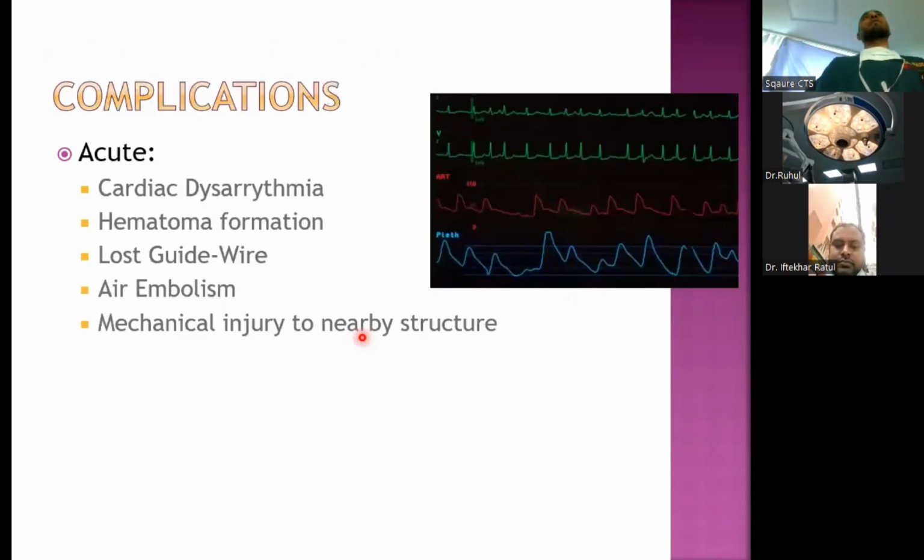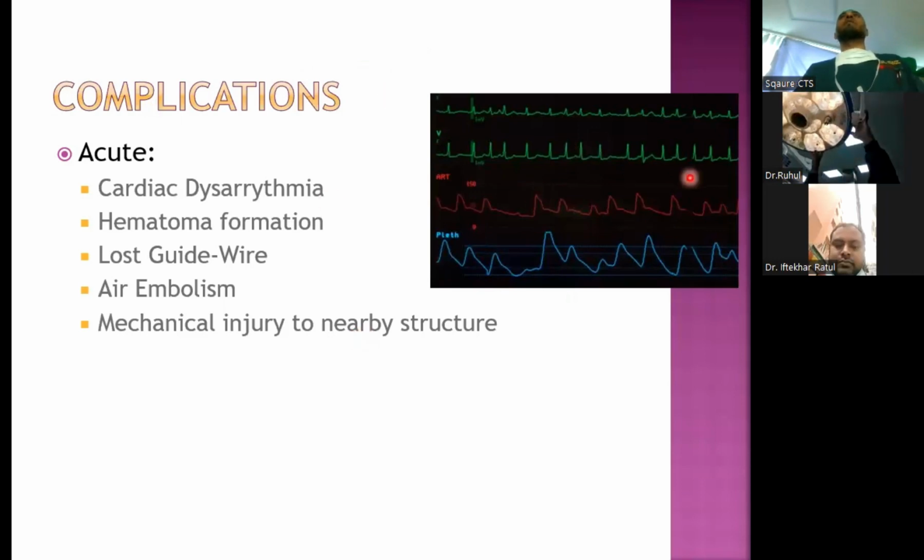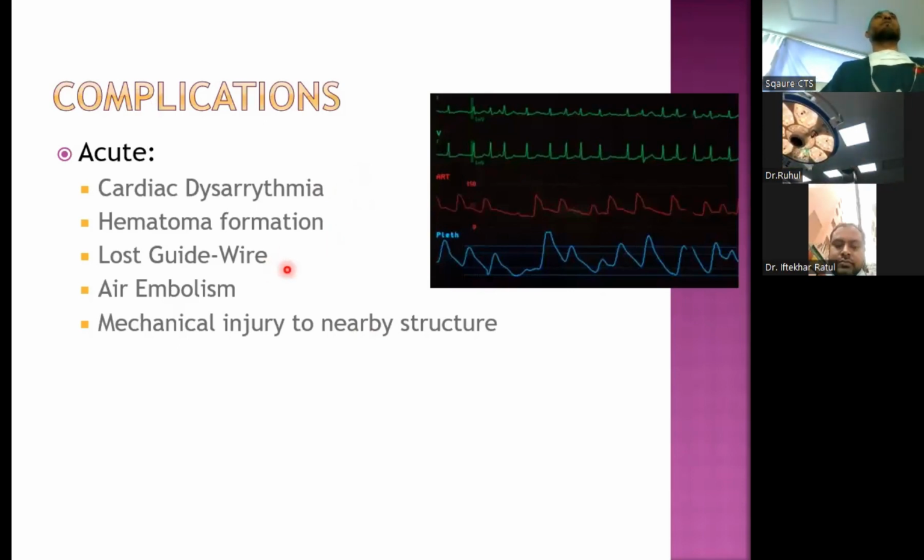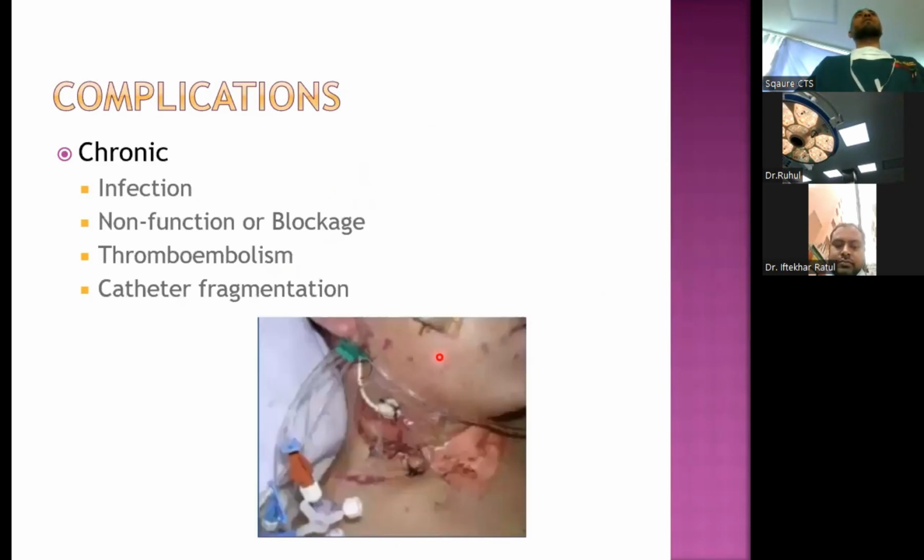There are acute complications and chronic complications. Acute complications are cardiac dysarrhythmia, as we see here in the monitor, hematoma formation, and lost guide wire, which is a very rare complication. Air embolism is another important complication, along with mechanical injury to nearby structures. Then chronic complications: there may be infection, blockage, thromboembolism, catheter fragmentation. This is the picture of infection at the catheter placement site.